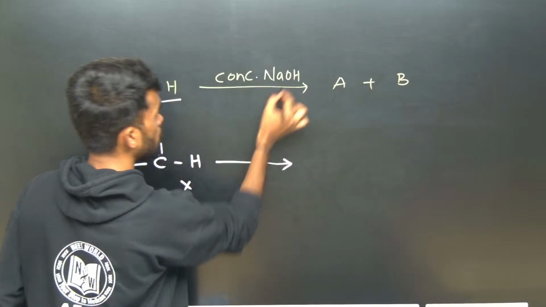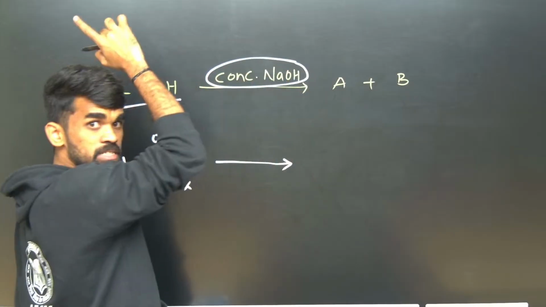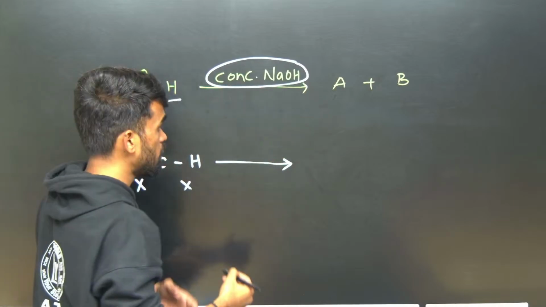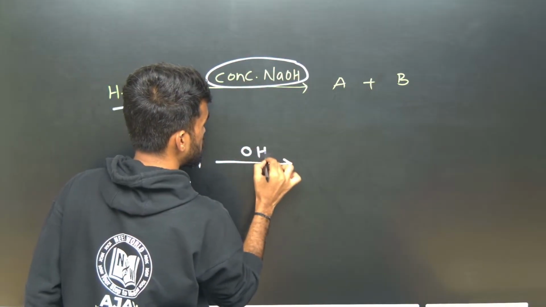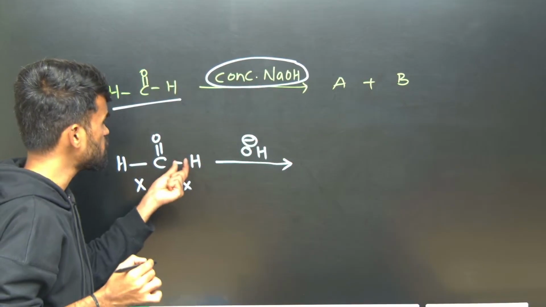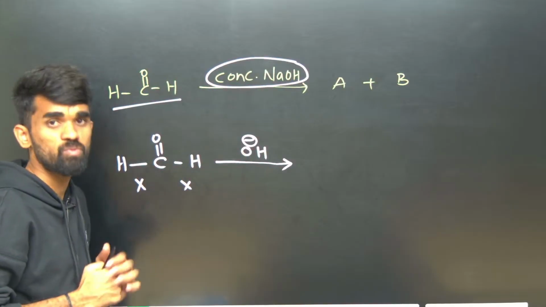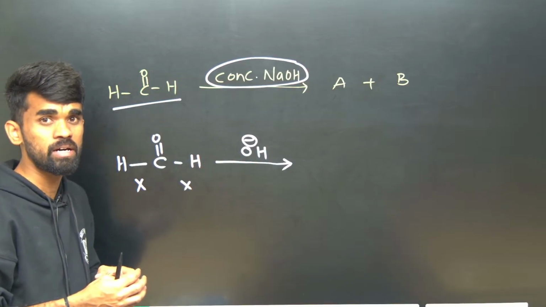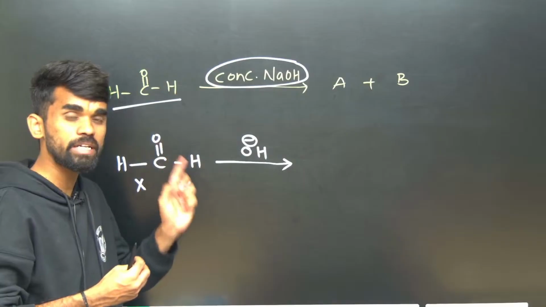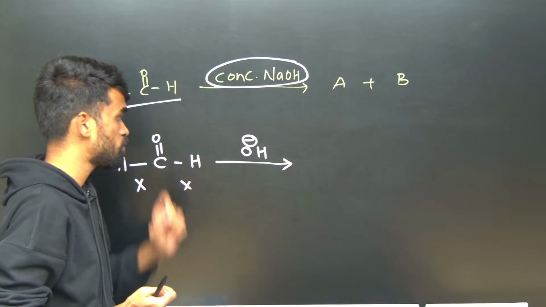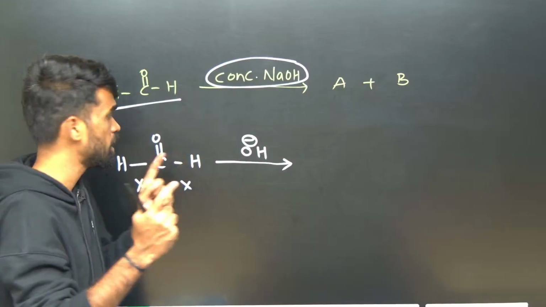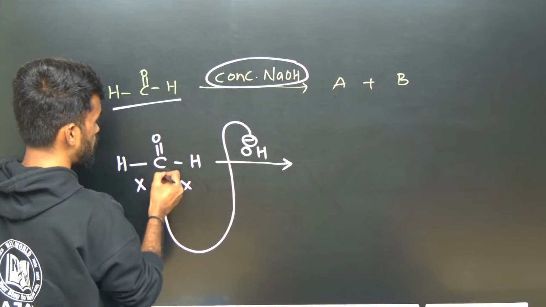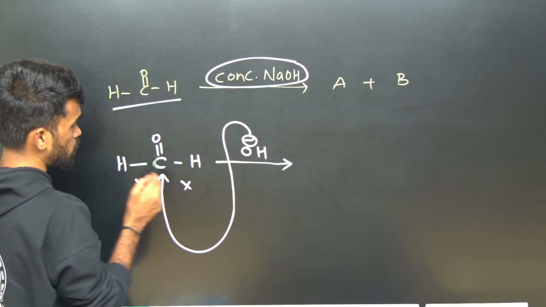Now treat this with a concentrated base. There it was dilute; here it is concentrated base, concentrated NaOH. Now there is no acidic proton to be removed by this OH minus, so there is no possibility of it showing its basic nature. It can only act as a nucleophile. So OH minus will not act as a base; it will act as a nucleophile and attack the electron deficient site of this compound.